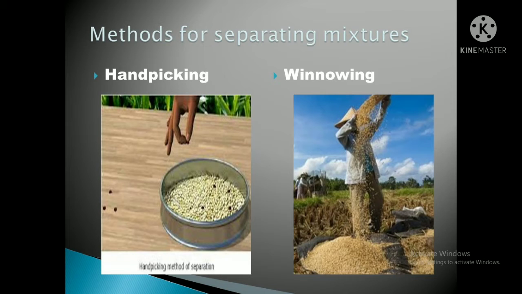Second is winnowing. So what is winnowing actually? We have seen a farmer separating wheat grains from the husk in the field, isn't it? The farmer allows the mixture of wheat and husk to fall down from a height. The wind will carry the lighter husk with it, and the wheat grains, being heavier, will fall vertically down to the ground. And so the husk and the wheat grains will be separated. Okay, these are two methods.